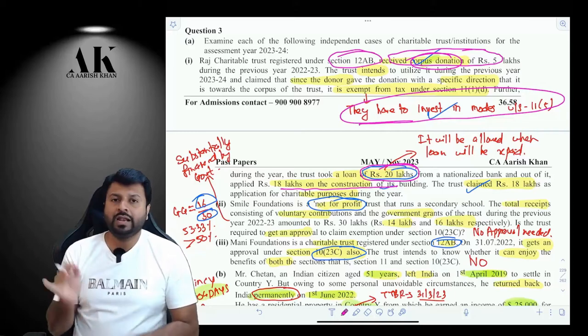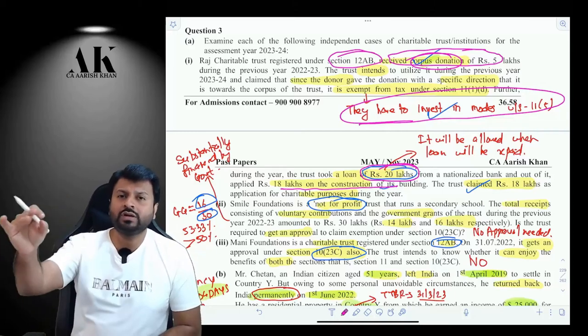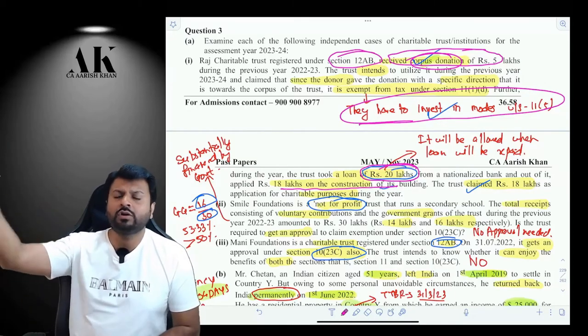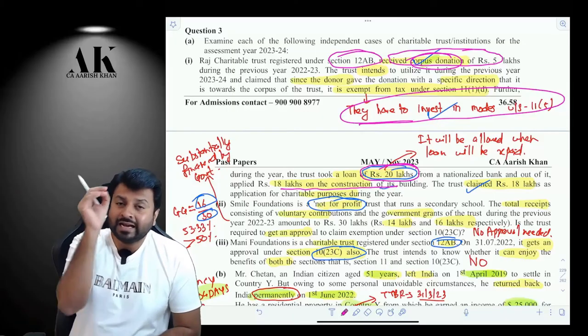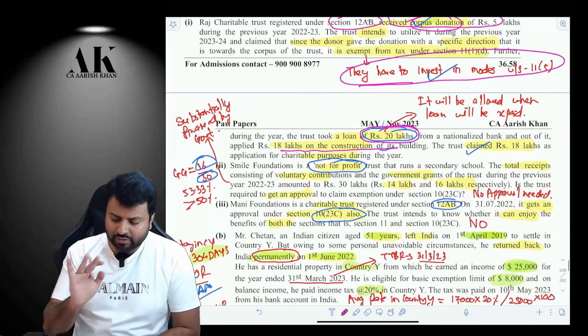In fact, it will be allowed on the day on which you use that loan to repay. You will repay the loan to the bank. Whenever you repay the loan to the bank, at that time we are going to give you the deduction. Till that time, we are not going to give you the deduction.